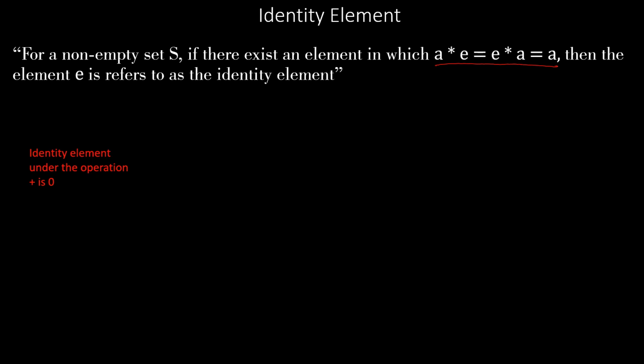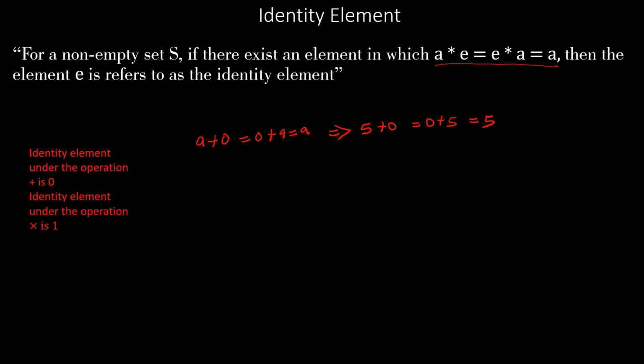Under the operation addition, if you have A plus 0, it's also the same as 0 plus A, and the answer is still A. So for example, if you have 5 plus 0, it's the same as 0 plus 5, and the answer is still what? 5. Under multiplication, if you have A times 1, it's the same as 1 times A, it's also A. And if you illustrate this by using 5 times 1, it's the same as 1 times 5, and this is what? 5. So under the operation addition, we have 0 to be the identity element, and under the operation multiplication, we have 1 to be the identity element.